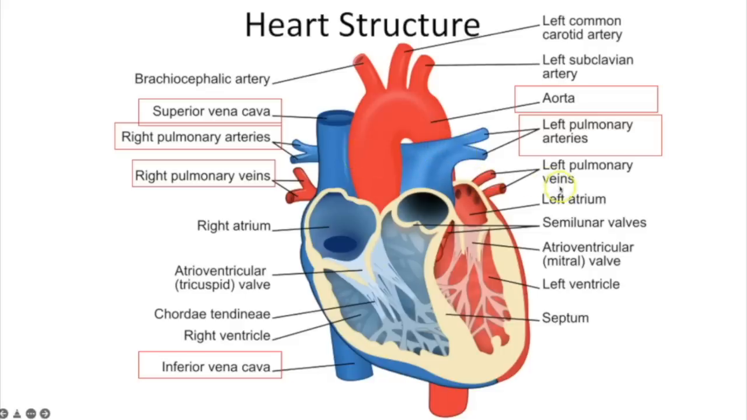Same with the pulmonary veins, which is carrying blood into the left atrium from the lungs. We have one on the left side, one on the right side. And the reason for both of those is we have a right lung and a left lung. The aorta is carrying blood from the left ventricle to the rest of the body.